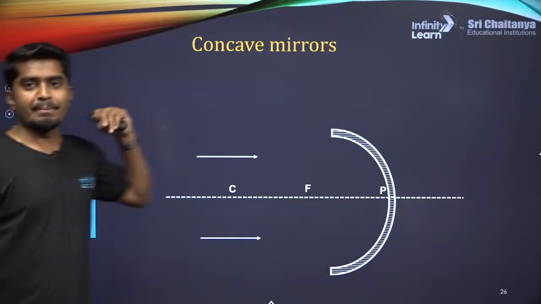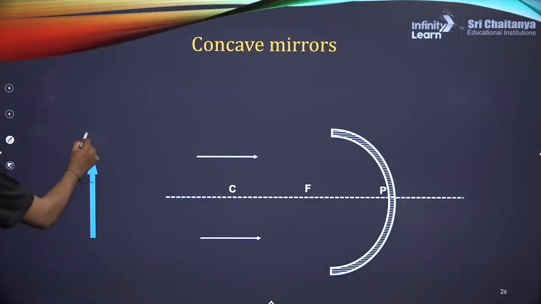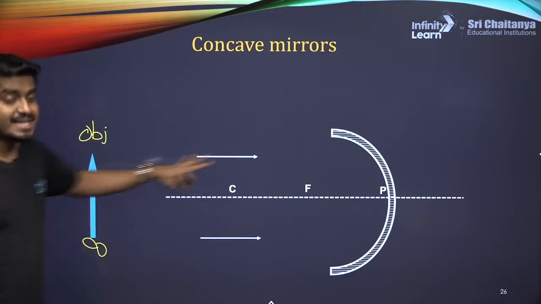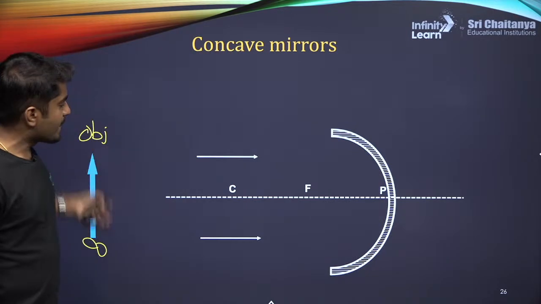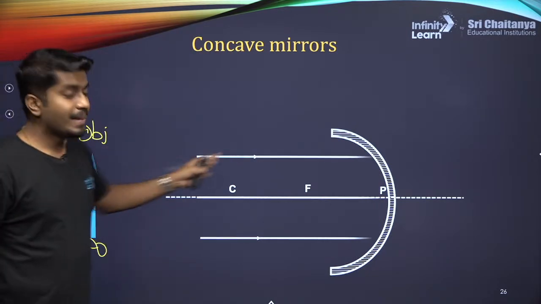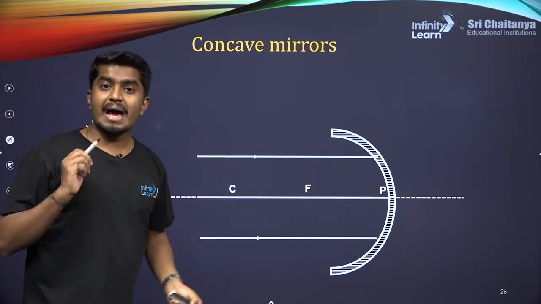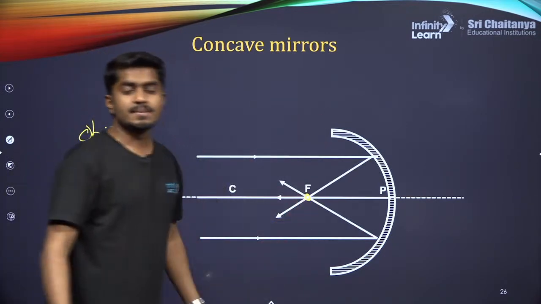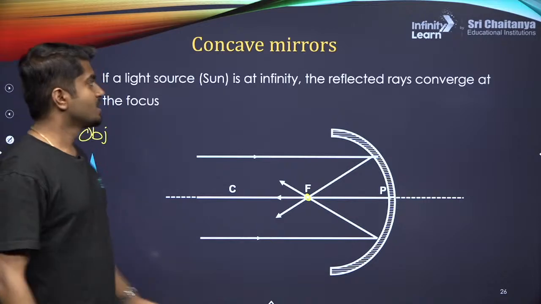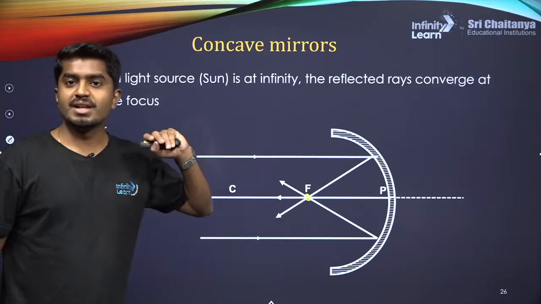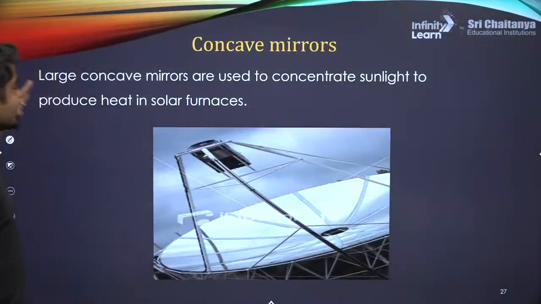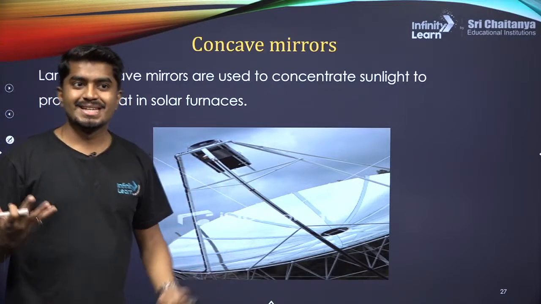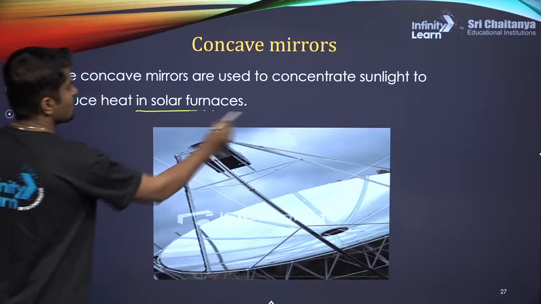Now the third application. There is our object at infinity. These are the incident rays which are parallel to the principal axis. What will happen? They will all converge at the focus. So where do we use this property of the concave mirror? There is a device called a solar cooker or solar furnace.